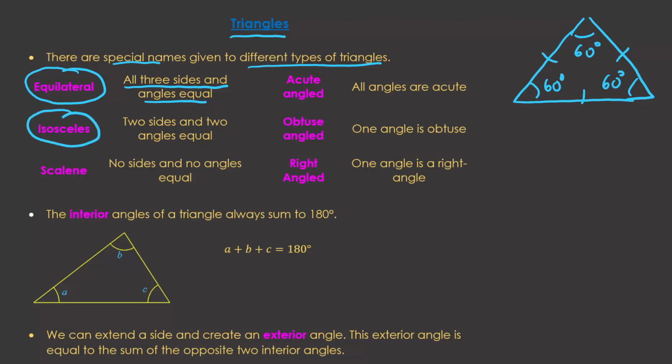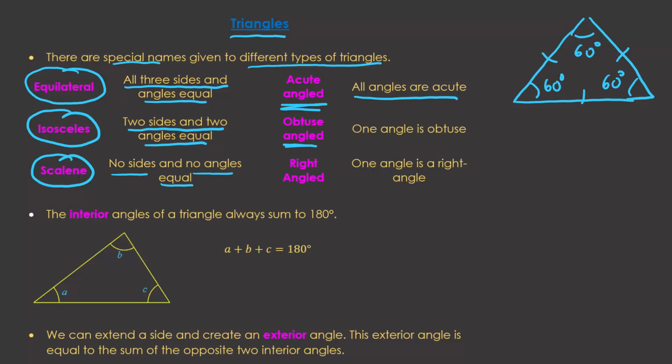An isosceles triangle has two sides and two angles equal. We're going to look at isosceles triangles very shortly. A scalene triangle has no sides and no angles equal. A triangle is acute angled if all of the angles are acute.